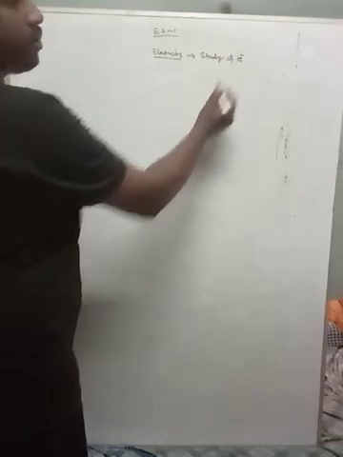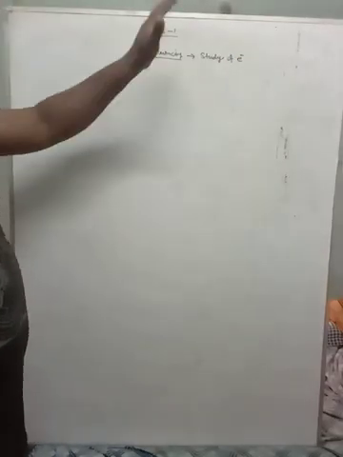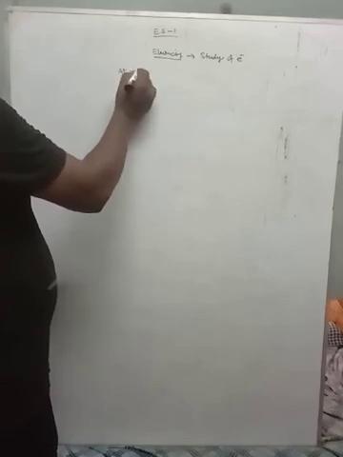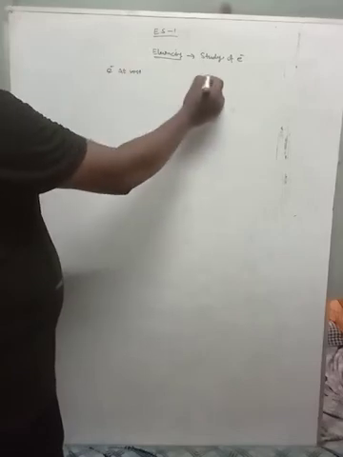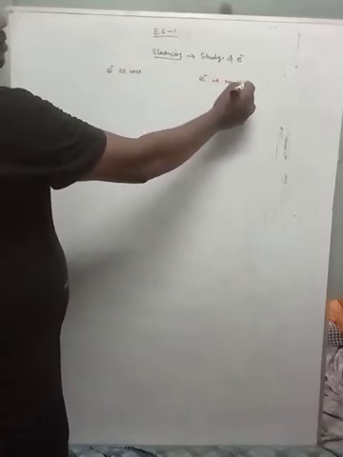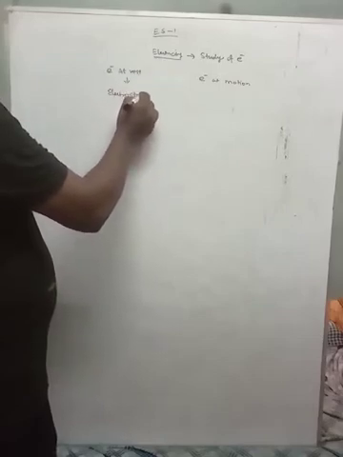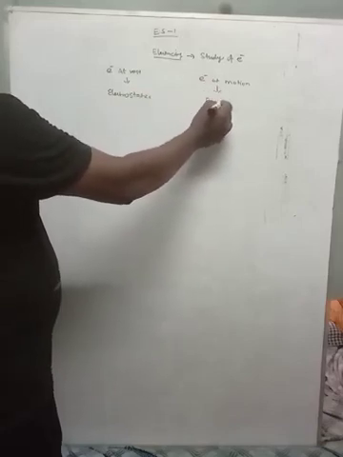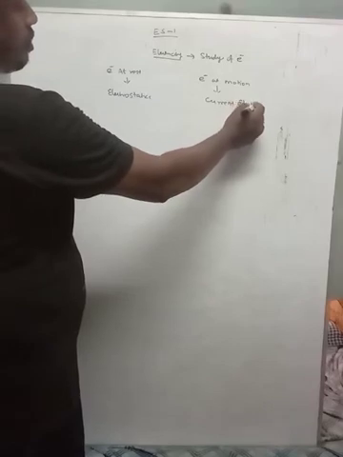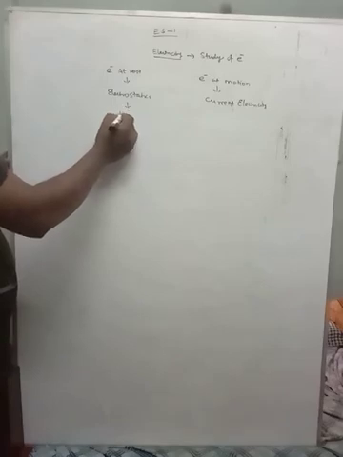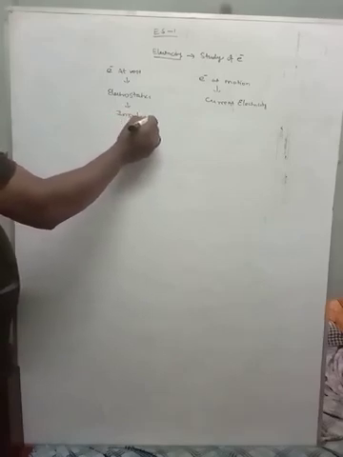study of electron. This study can be classified into two categories. One is electron at rest and another one is electron in motion. Electron at rest is called electrostatics, and electron in motion is called current electricity. Electrostatics is an important behavior of insulators. Why? In insulators, electrons cannot move.